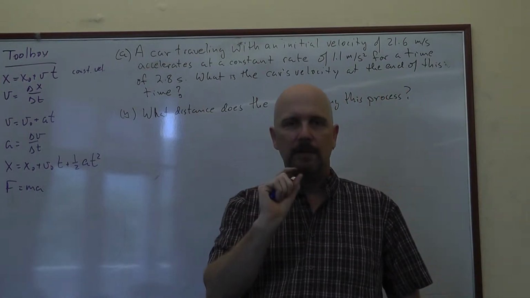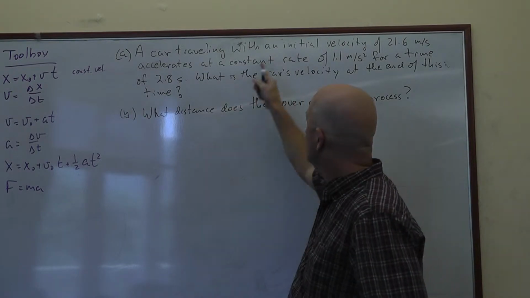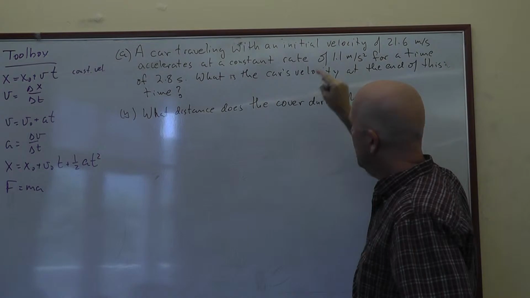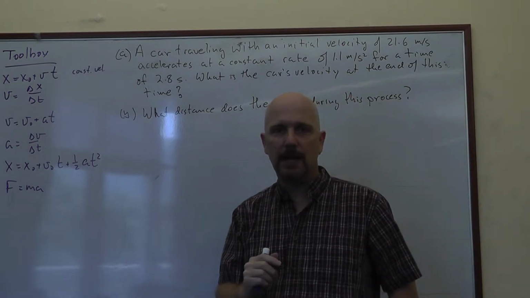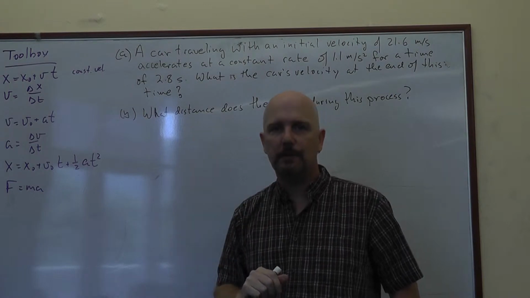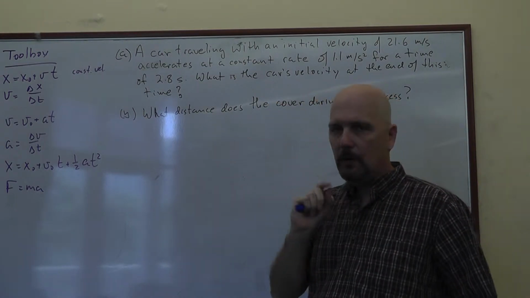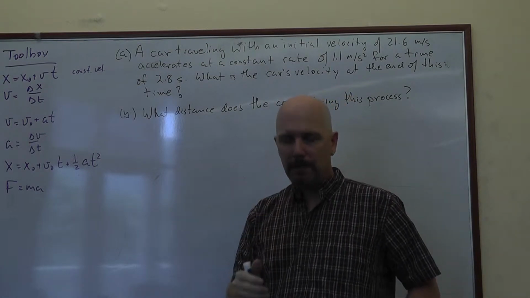Okay, now I want to point out one thing. Your problem has different values in here for the acceleration and the time, but once I show you how to do this, you can just plug your own numbers in and you'll get the result. All right? So how do I go about doing this?